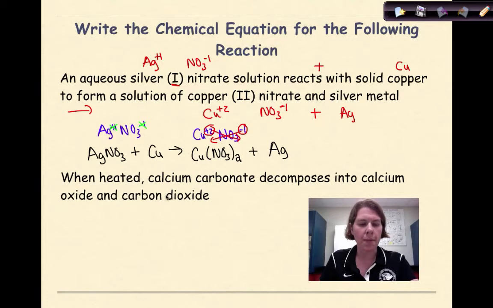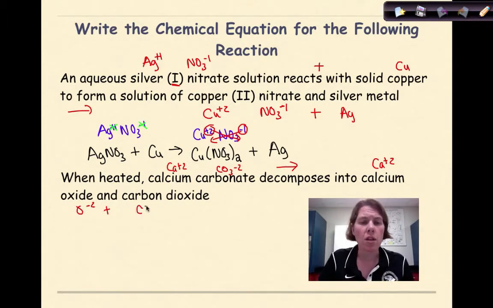Let's look at our next one. When heated, calcium carbonate, so Ca plus 2, carbonate, I looked that up on table E, CO3 minus 2, decomposes, which is going to be represented as an arrow, into calcium, Ca plus 2, oxide, O minus 2, and carbon dioxide, a molecular compound, so CO2, subscripted 2. So again, what I'm going to do is bring everything down, make sure that I write the correct formulas, and pull it all together at the end.